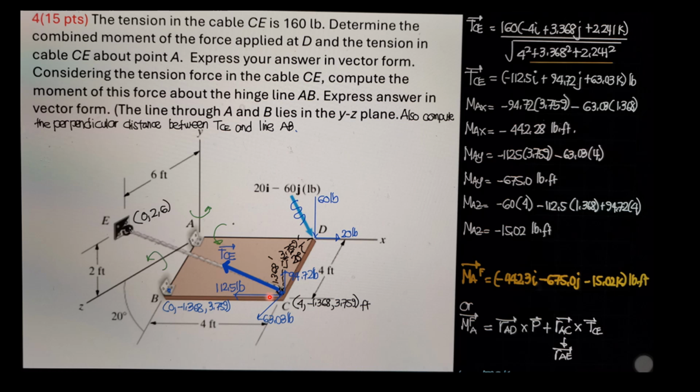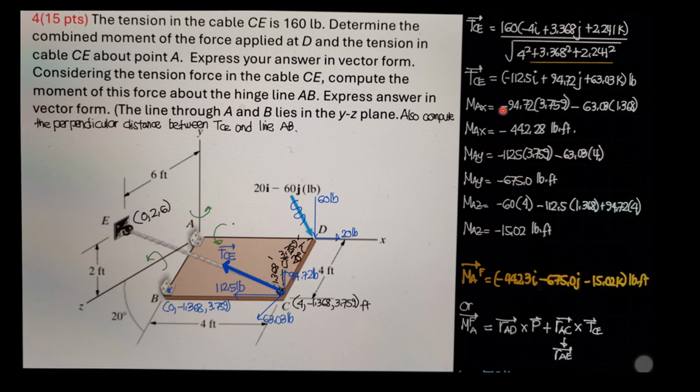It has no moment. The only component which has moment about the x-axis would be this 94.72, which is going that way, opposite to that positive sense. So it is negative 94.72, and the moment arm is that distance, 3.759. And this 63.03 also has moment about the x-axis, going in that direction, opposite to the positive sense of moment. Therefore, also negative 63.03, and the moment arm is 1.368.